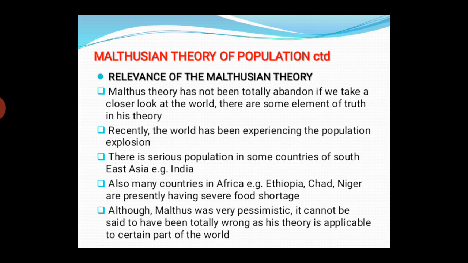Number two, recently the world has been experiencing the population explosion. A few years back, the world population was around 5 billion, 6 billion, but now if you look at it, it's over 7 billion. And so we can see that what Malthus emphasized then is becoming a reality gradually, though there is still an element of improvement in food production.